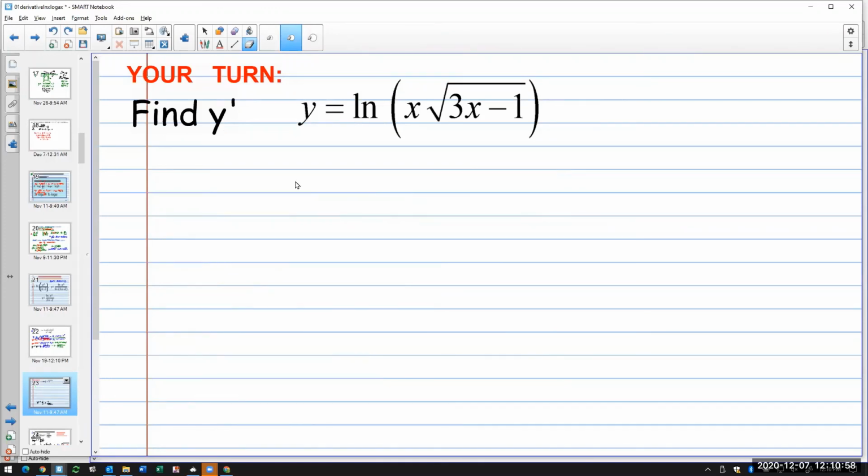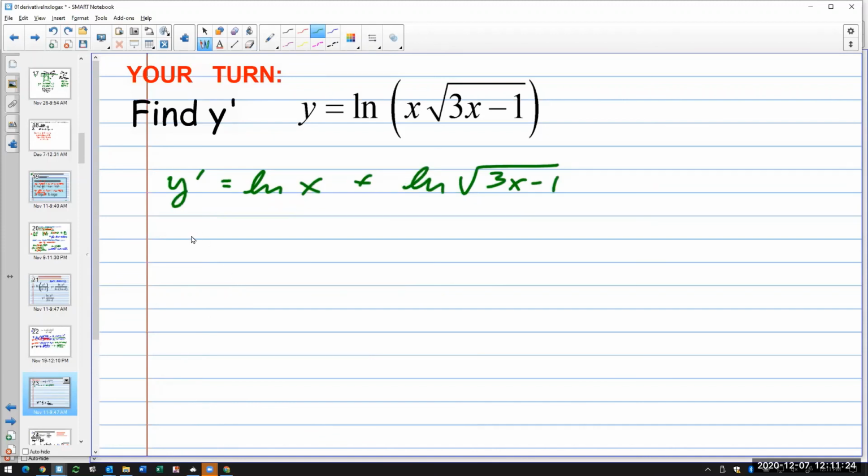Chris is doing it right. You could do product rule. It would work, okay? But do you see it's 1 log multiplication, right? And 1 log multiplication is really 2 log summation. Oops, not y prime. This is still just y.